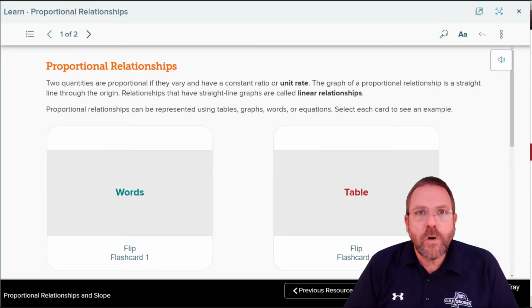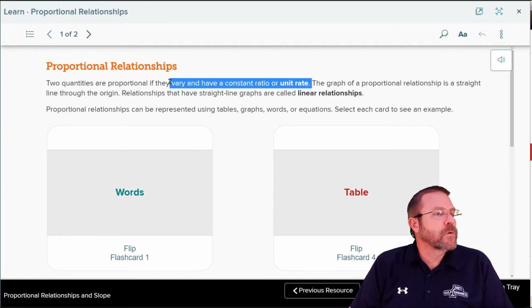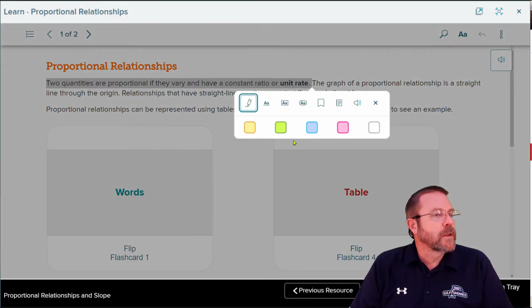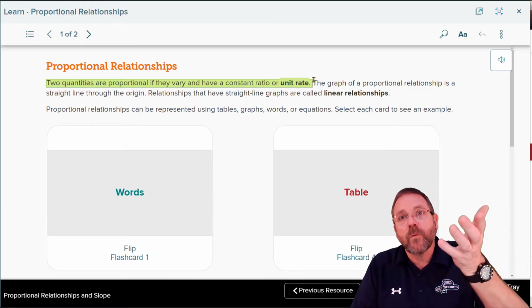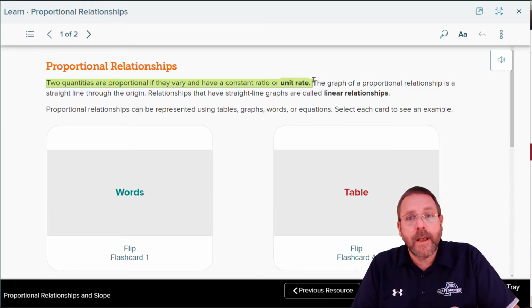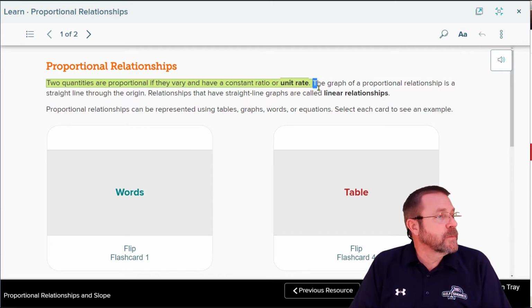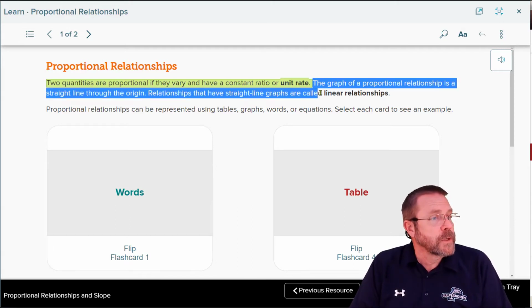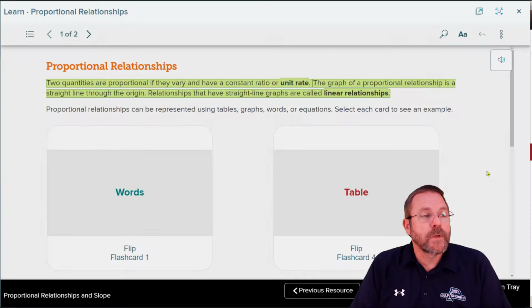Two quantities are going to be proportional if they vary and have a constant ratio, otherwise known as a unit rate. So we can highlight that. That's going to be a unit rate there. No, that really doesn't define unit rate, but that's okay. A unit rate is a ratio that compares to 1 unit, miles per 1 hour, home runs per ball game. It has to compare to 1 to be a unit rate. The graph of a proportional relationship is a straight line through the origin. Relationships that have a straight line graph are called linear relationships, and you heard me use that term earlier.